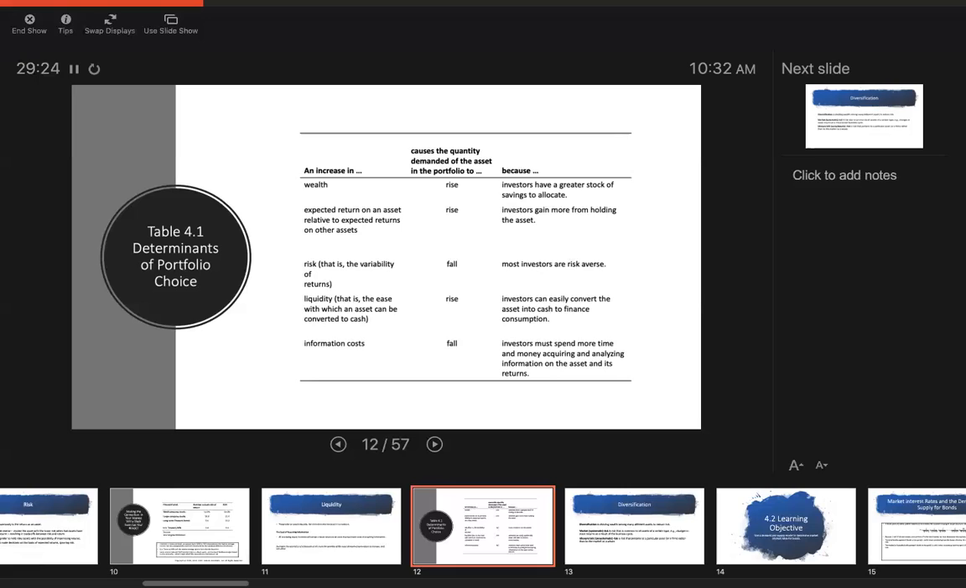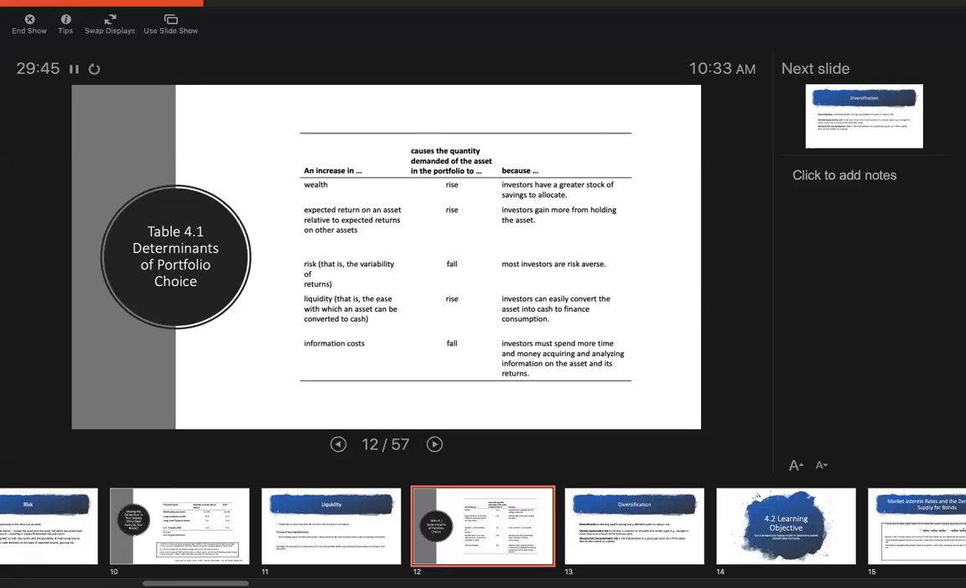Okay. If the risk goes up, the demand for that asset goes down. If liquidity goes up, that should increase the demand for that asset, and if information costs go up, then it should decrease the demand for that asset, right? And this is just a quick summary of what we've been discussing already, so this should be fairly straightforward, hopefully.